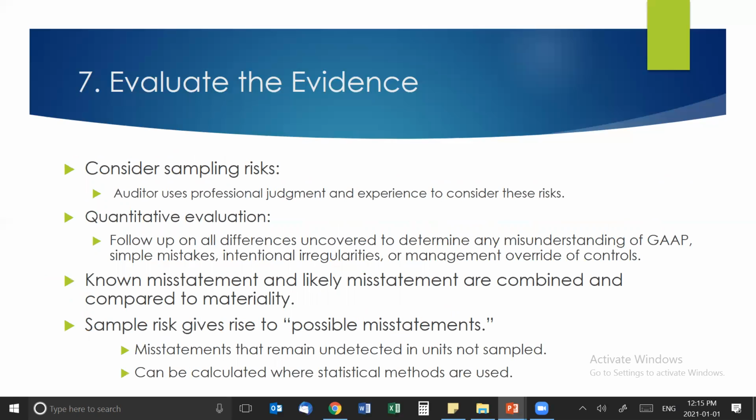Now you're going to consider your sampling risks. You're going to follow up on any differences, any simple mistakes. Maybe there was a management override of controls or something. So maybe there was a big picture kind of error happening that could be fixed. Compare your known misstatements and likely misstatements to materiality, right? Figure out if it's material or not.